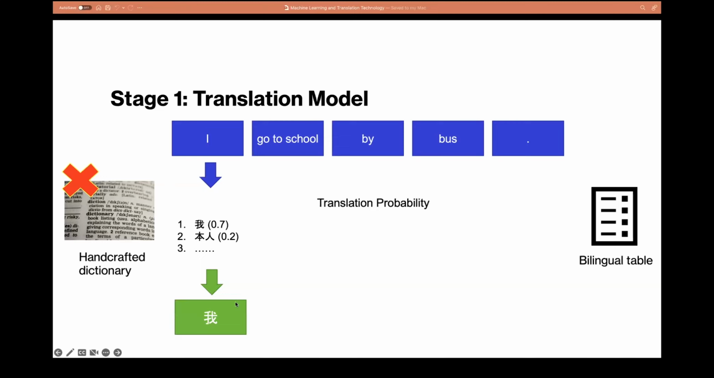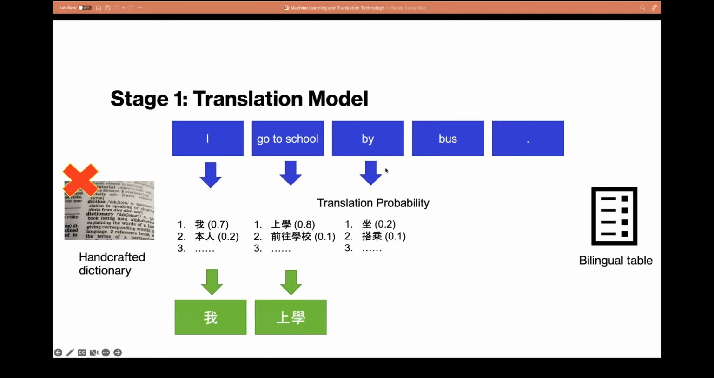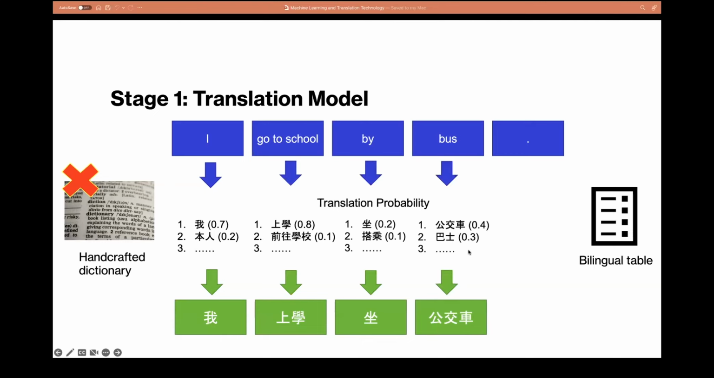And of course, there are exceptional cases, and that goes beyond the scope of this talk today. So just select one of them. And we have "I go to school", and then we have 上學. And then again, you refer to a bilingual table to see the most likely expressions. And then for "by", we have different verbs possible, perhaps. And then we have 坐, and then "bus" here, 公交车. And of course, 巴士 is more common in Hong Kong.